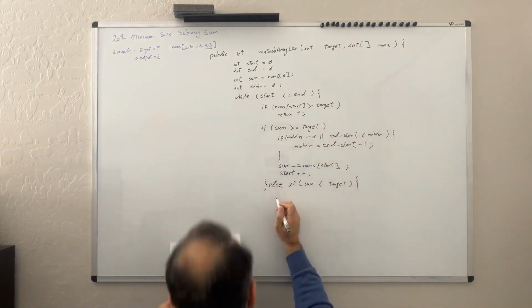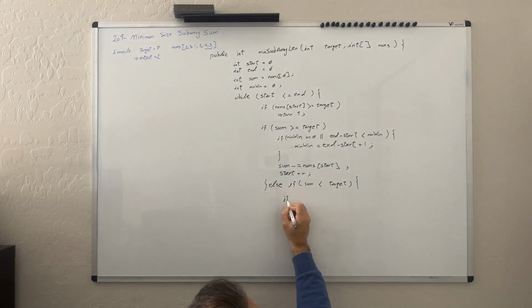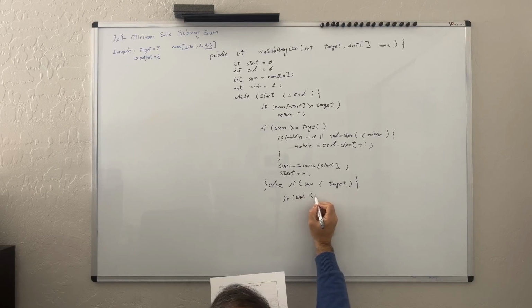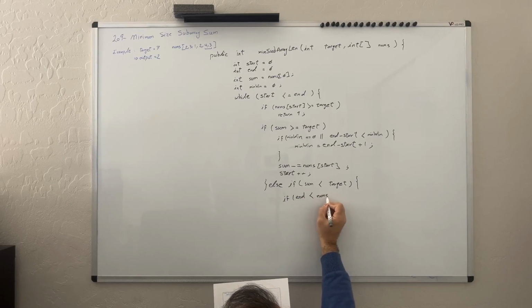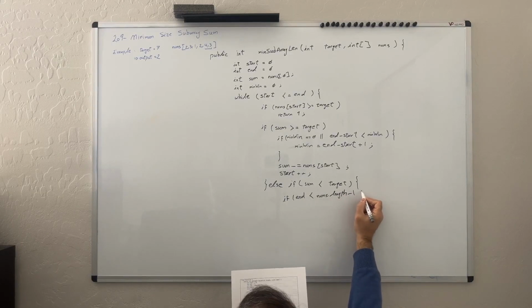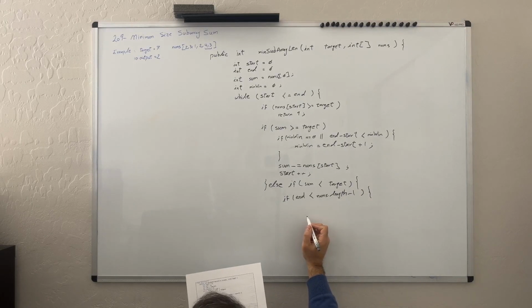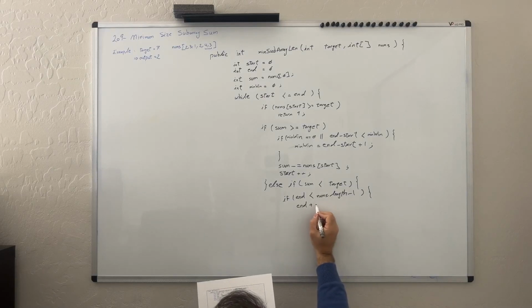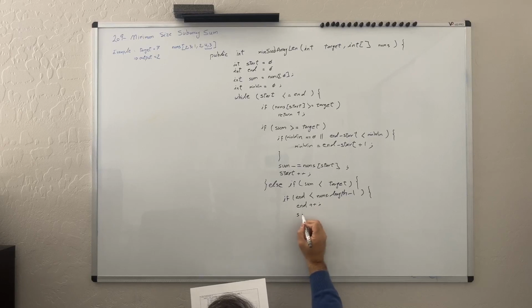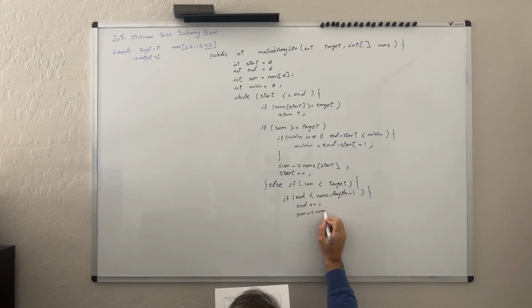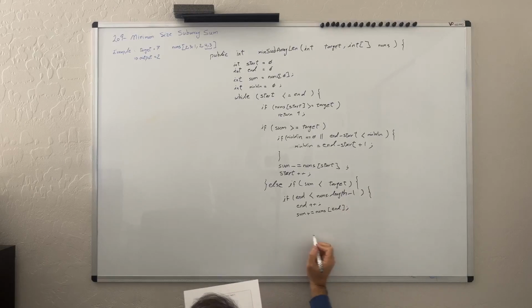So I need to have some check here and make sure that the end pointer is always less than the length of the array. And if it's less than the length of the array, I can increase it. And just as I showed you, I can increase the sum by adding that number to the sum.